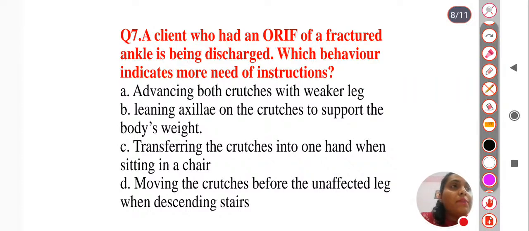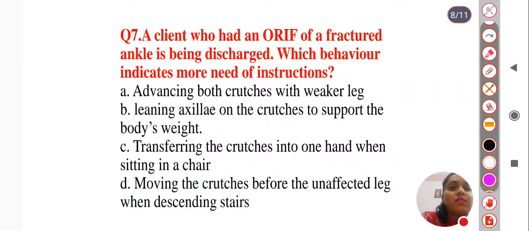So firstly, you will tell me what is ORIF, O-R-I-F. Can you tell me the full form of ORIF? Upma Gupta has answered B. Okay. All the students will answer and they will also tell me what is ORIF. What is the full form of ORIF? Open reduction and internal fixation. Upma Gupta, right? It would be internal.